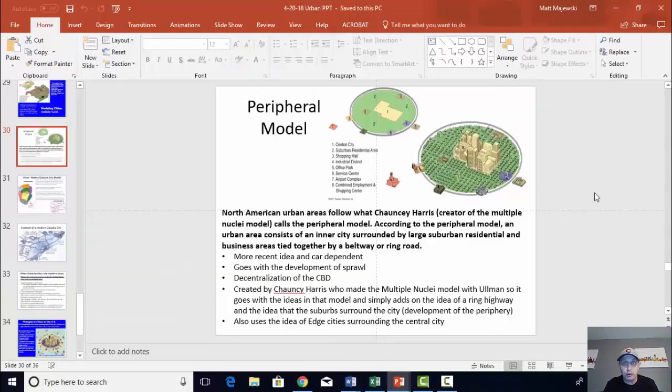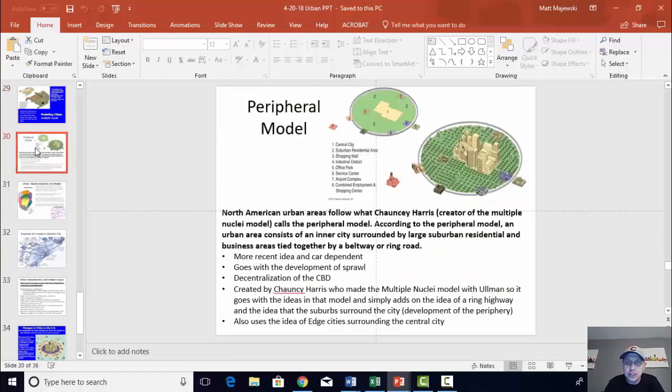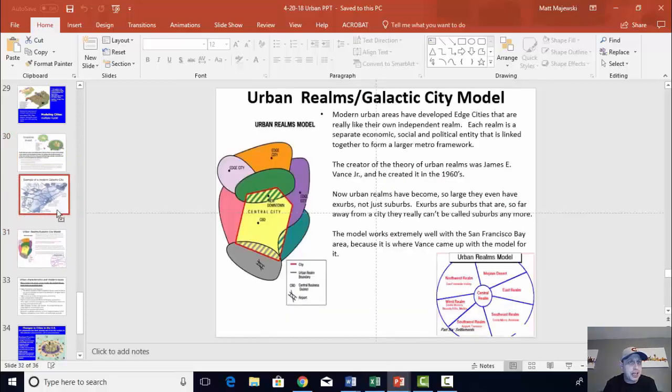All right. So we're going to pick it up with peripheral model. Peripheral is really just multiple nuclei. Only the difference is the various nuclei are connected around the outer edge of the city by a beltway or a ring road. All right. So what this leads to oftentimes is a lot more sprawl because it almost encourages edge cities and suburbs to pop up even further from the city center. And these places oftentimes then might actually even develop suburbs of their own as the CBD becomes less and less significant in the center city as time goes by.